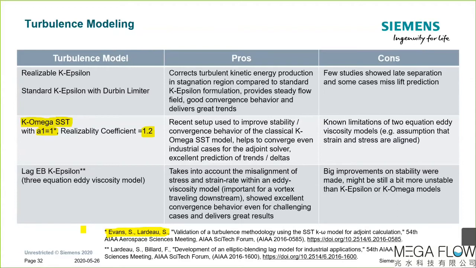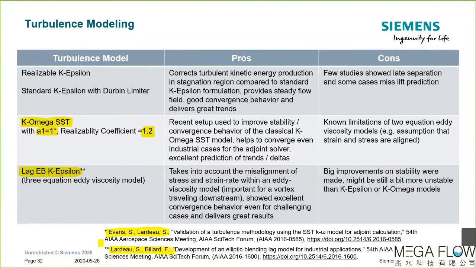So I would say that's my standard model. We have another interesting model, the so-called Lag EV, elliptic blending. That's basically a 3-equation eddy viscosity model, closer to a Reynolds stress model. For example, when you have a car or vehicle where vortices are traveling downstream, the EV Lag can be a very interesting model for your applications. And again, you can find more information in the literature about this model.